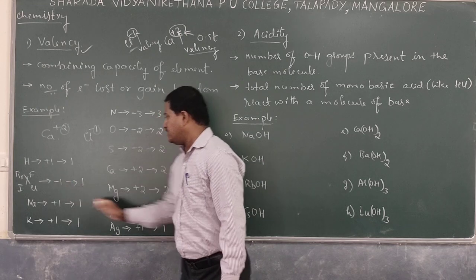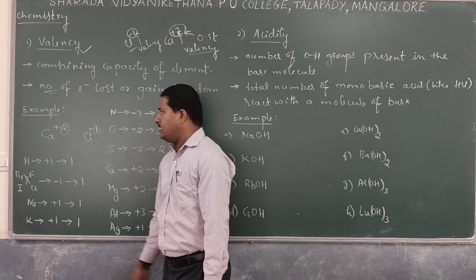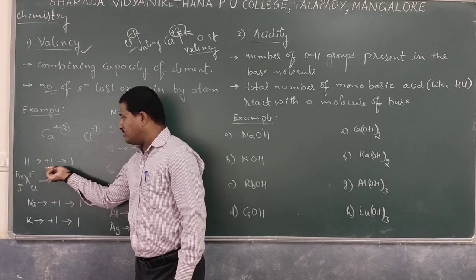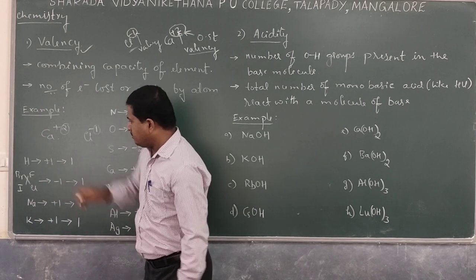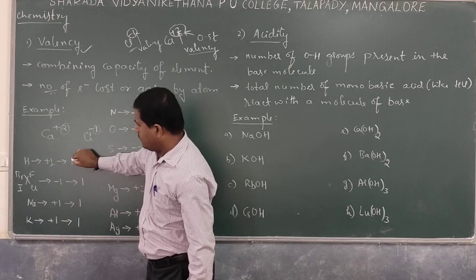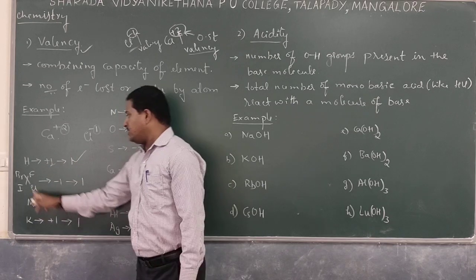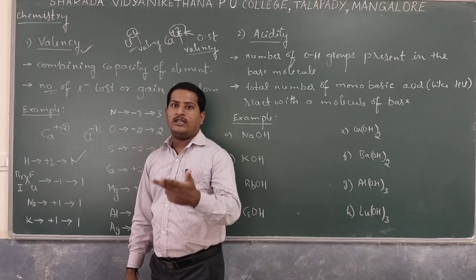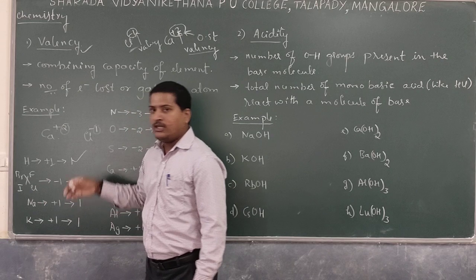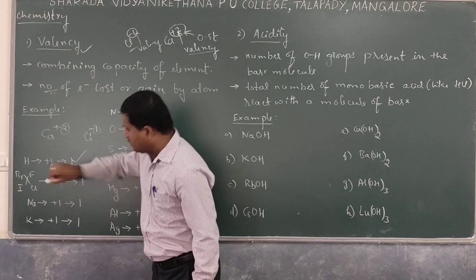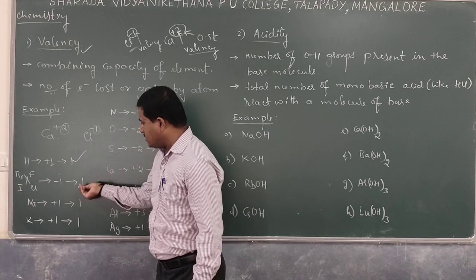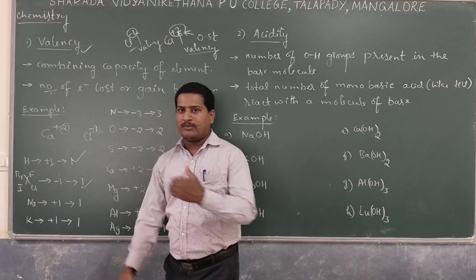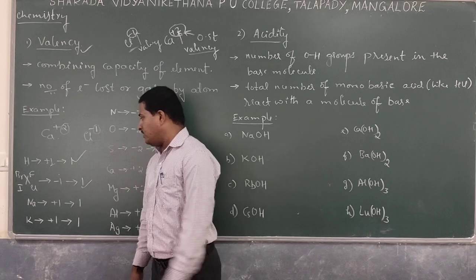Now let us see some important examples and their valency. Hydrogen after loss of electron becomes H plus 1, or a plus 1 charge, and in that plus 1 charge, 1 is present. So that 1 indicates the valency. Similarly for halogens, the symbol for halogen is X. Fluorine, chlorine, bromine and iodine. All these show gain of 1 electron, showing minus 1 oxidation state. In that minus 1 oxidation state, 1 is the valency. So all halogens show valency 1. Combining capacity is 1. That is a stable valency.